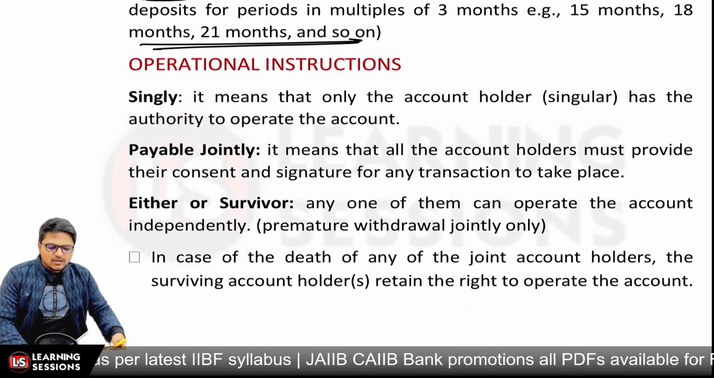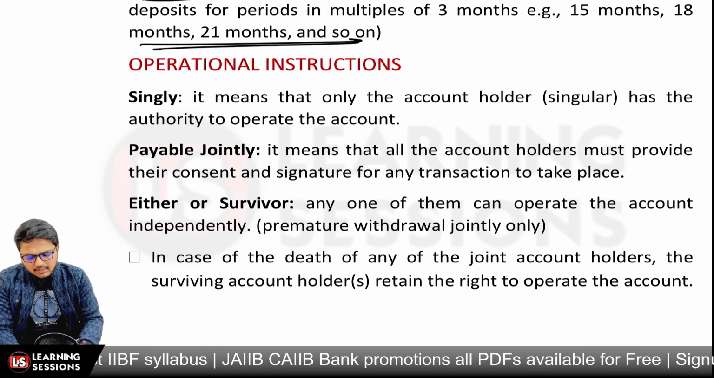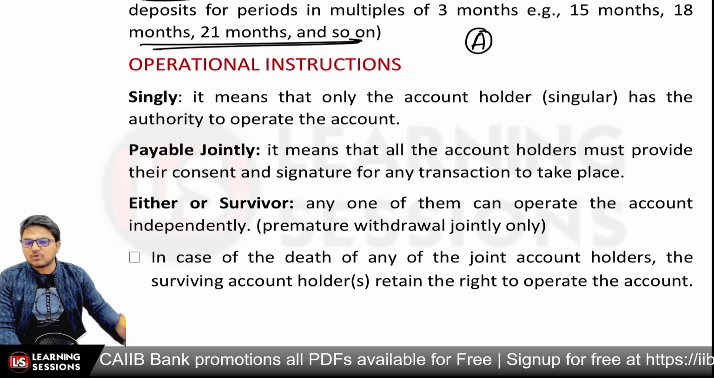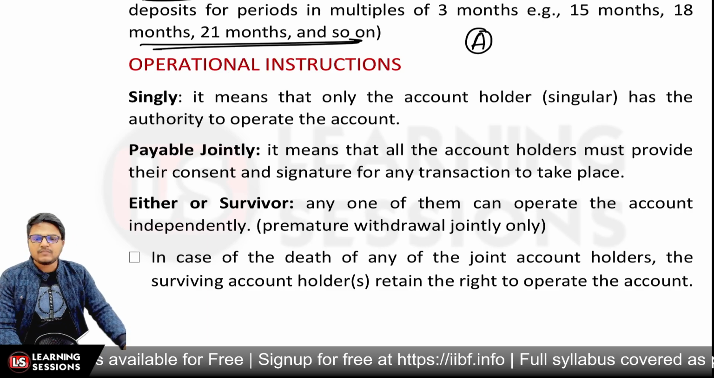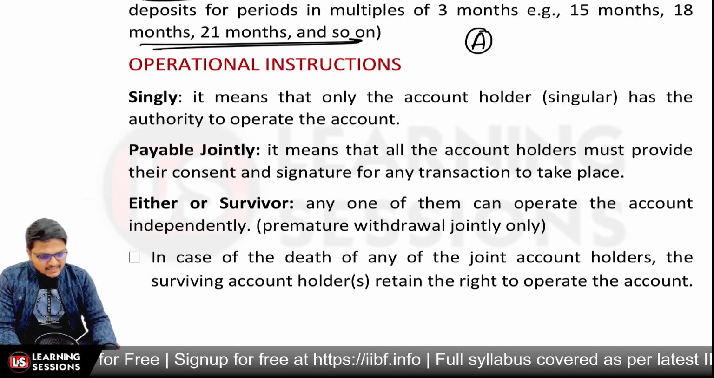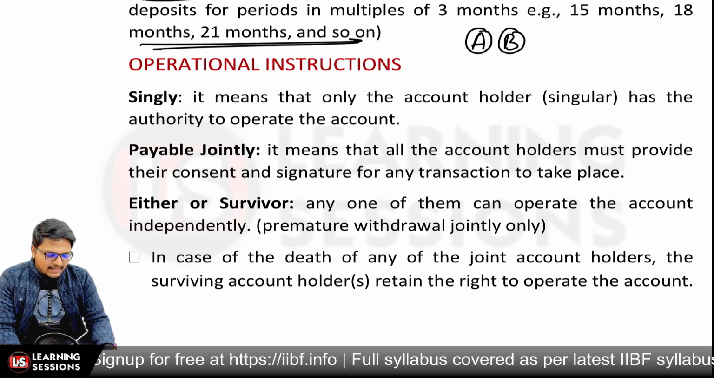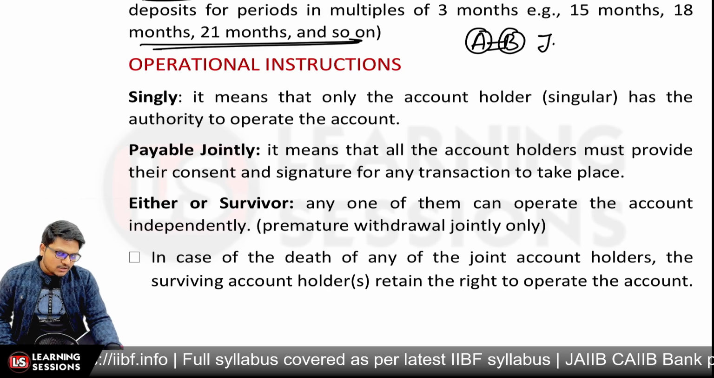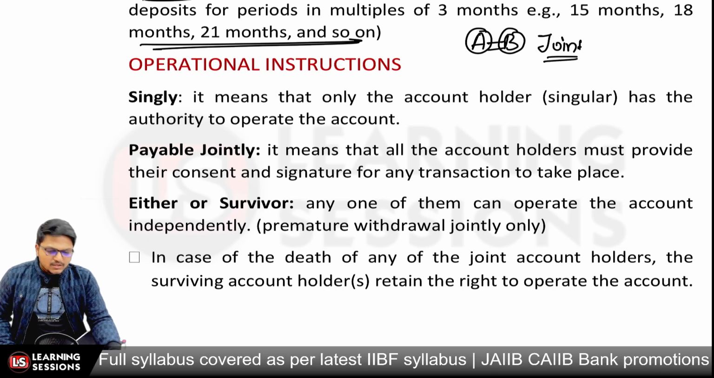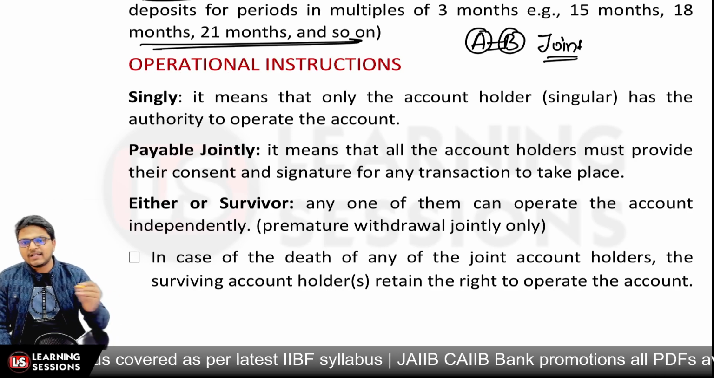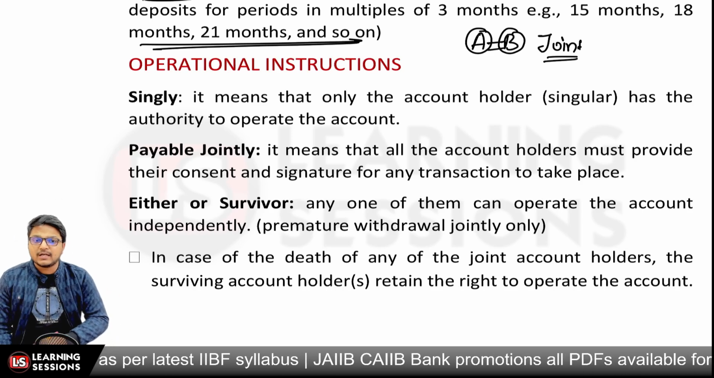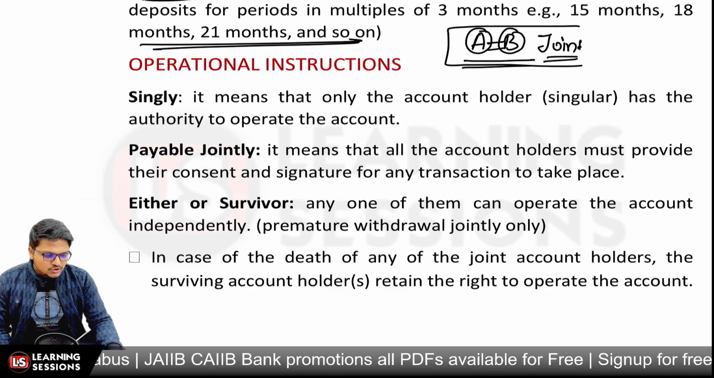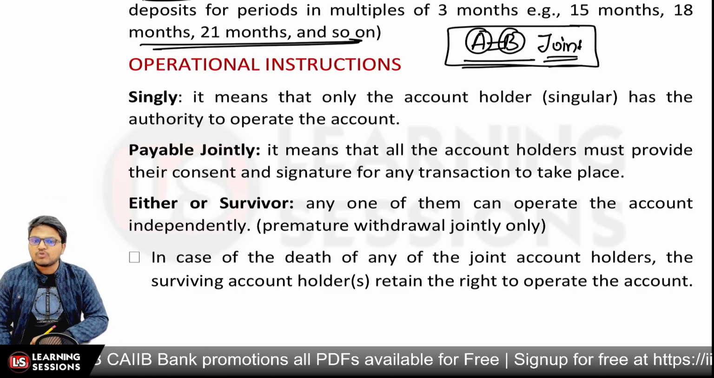And now let's have a look at the operational instructions. Either it can be a single operational account, like a person has opened a savings fund account in their own name, that is a singly operated account. And let's say A and B want to operate it jointly, that both of them will be operating it jointly, that is the joint operation. Now in case of joint operation, whether premature withdrawal is required or the maturity amount is to be taken, both must be present so as to operate the account. That's a joint operation.